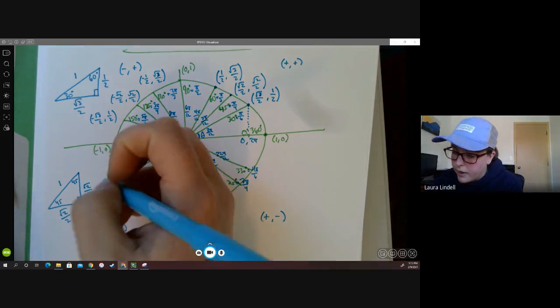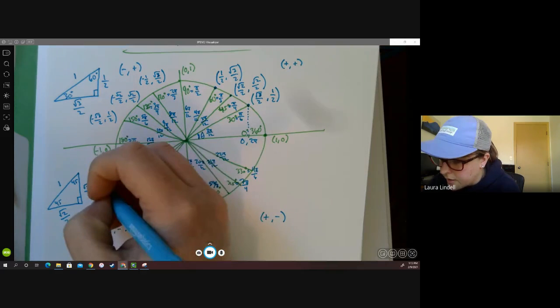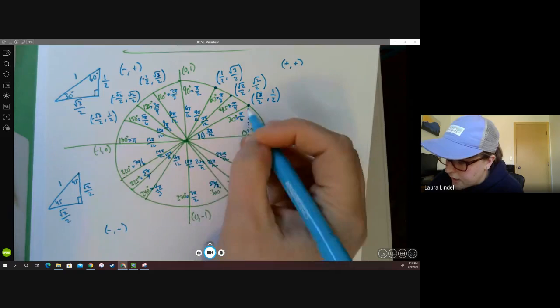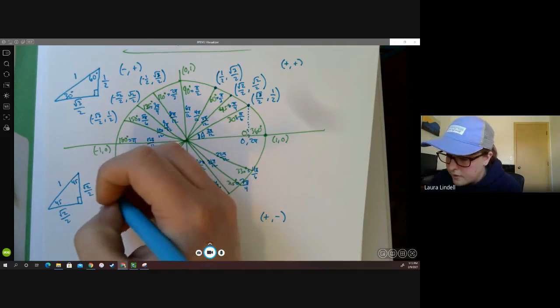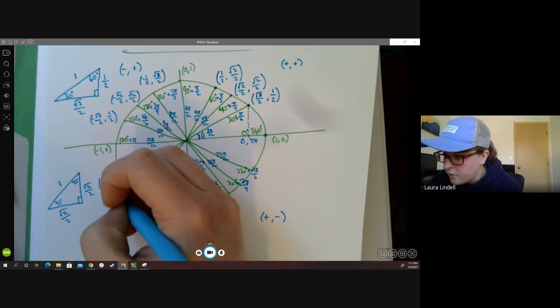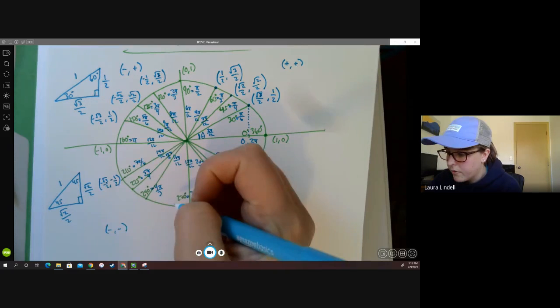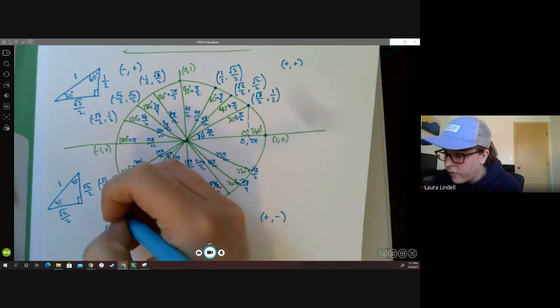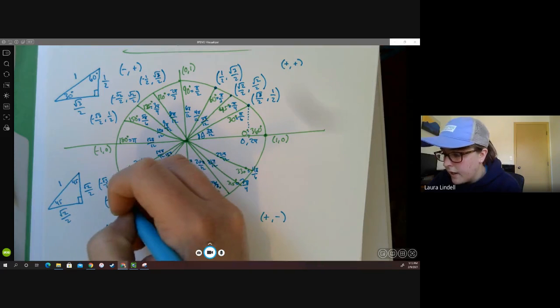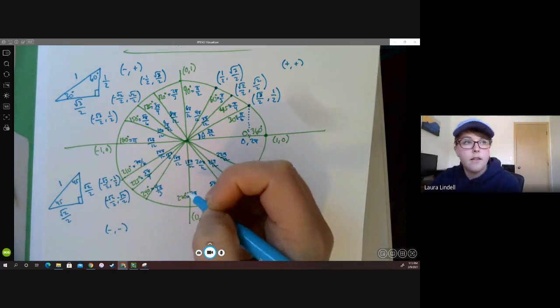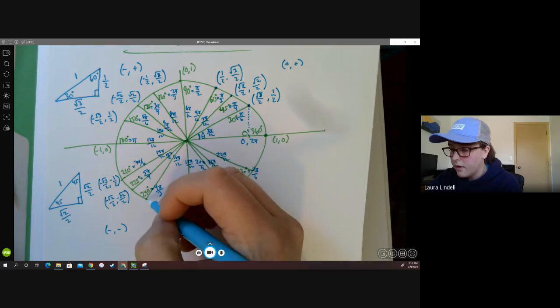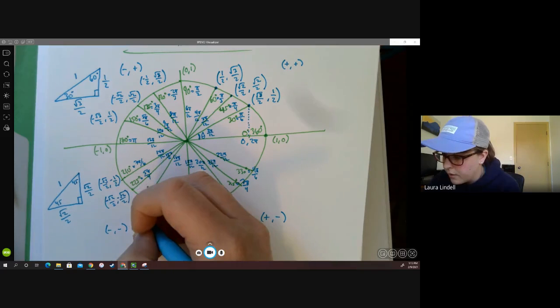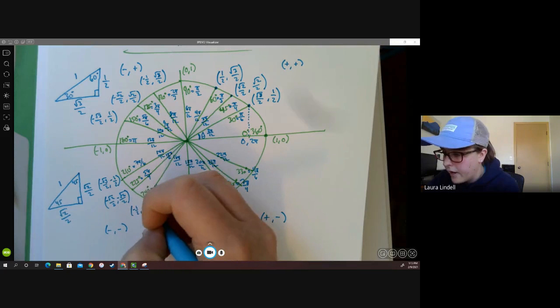So let's do that. We end up with both of them negative in this quadrant. So this is our little 30, 60, 90, or like the shorter y value. So we get negative root 3 over 2, negative 1/2. Here we get our 45, 45, 90, negative root 2 over 2, negative root 2 over 2. Here we get our other 30, 60, 90, but with the larger y value. So we end up with negative 1/2, negative root 3 over 2.